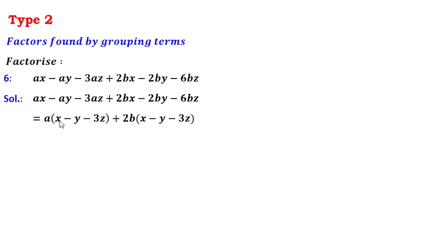Now x minus y minus 3z is common in both the places, so I take that common, and here a is remaining, so I write a, plus here 2b is remaining, so I will write 2b. So (x minus y minus 3z) into (a plus 2b) is the required factorization.